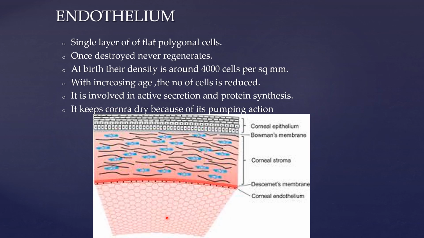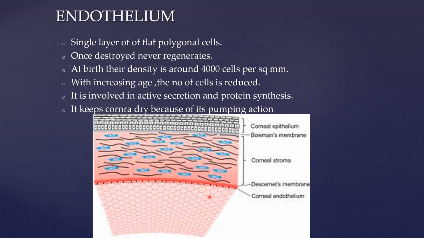At birth, the density of endothelial cells is around 6,000 cells per square millimeter, which is reduced to 4,000 cells per square millimeter in early period of life. In adult life, the number reduces to 2,500 cells and which further reduces up to 2,000 cells per square millimeter in old age. If the number of cells reduces to less than 1,000, the cornea starts losing its transparency. And once the cell count reaches 500 cells per square millimeter, it becomes opaque.